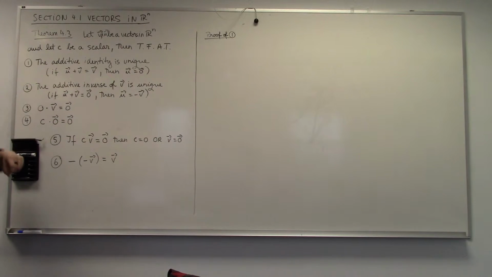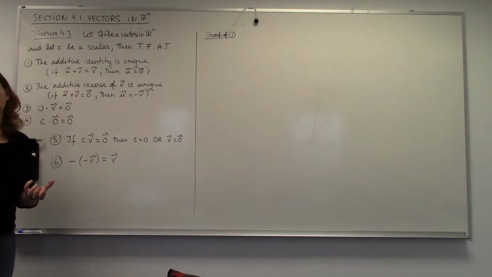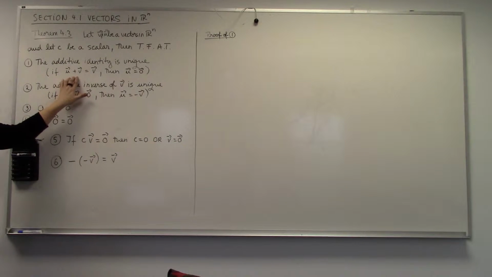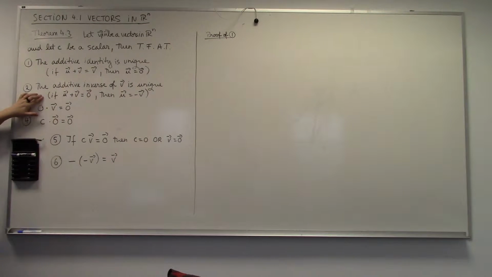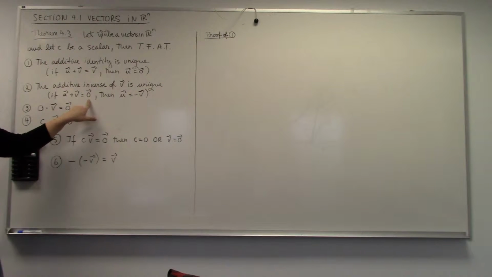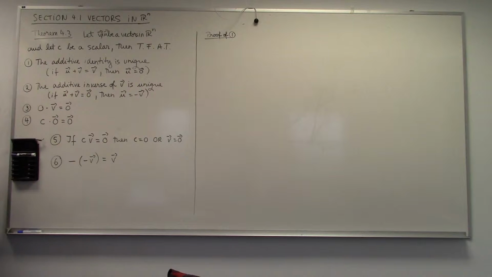Now here we're not disputing the existence of the additive identity. We're going to try to show that it's unique. That there's not two of them. There's only one of them. The additive inverse of v is unique. So that means if you add u plus v, assuming that u is the additive inverse of v, then there's not two of them. There's only one additive inverse to each element.